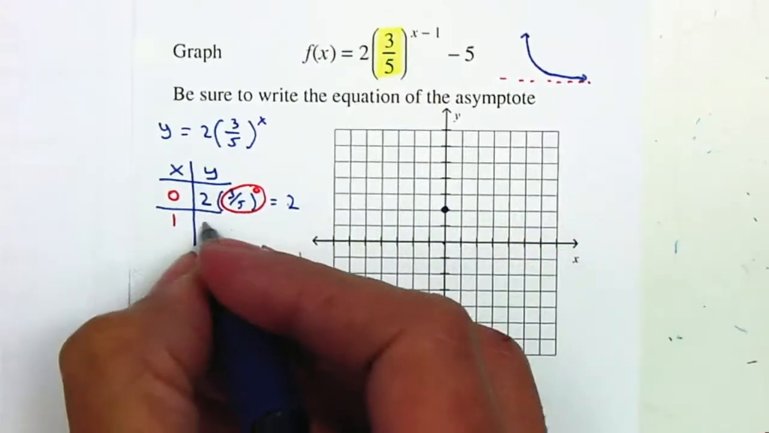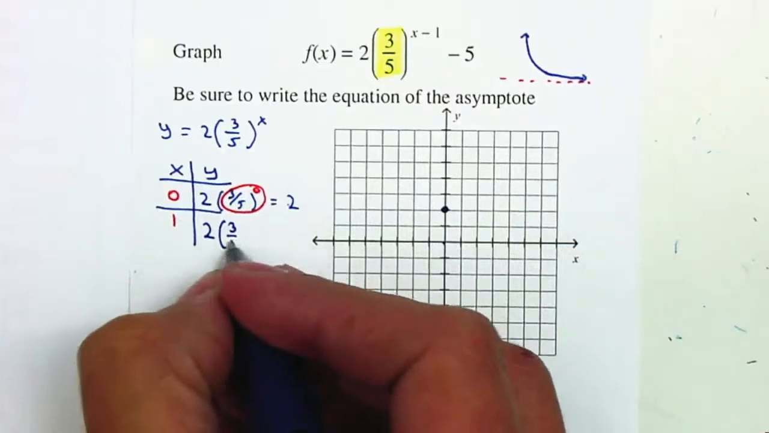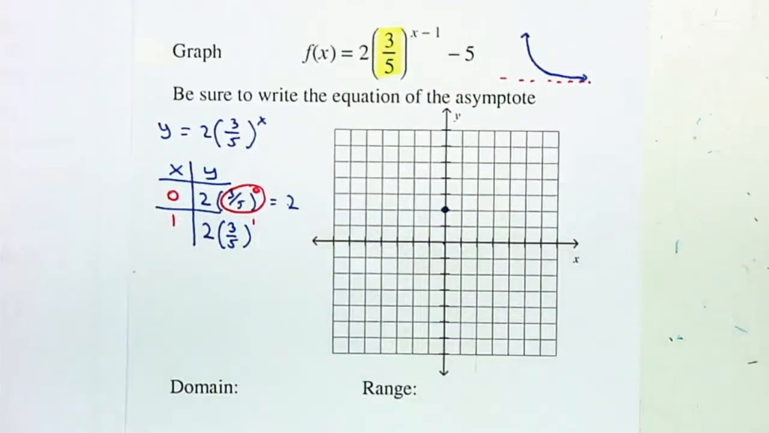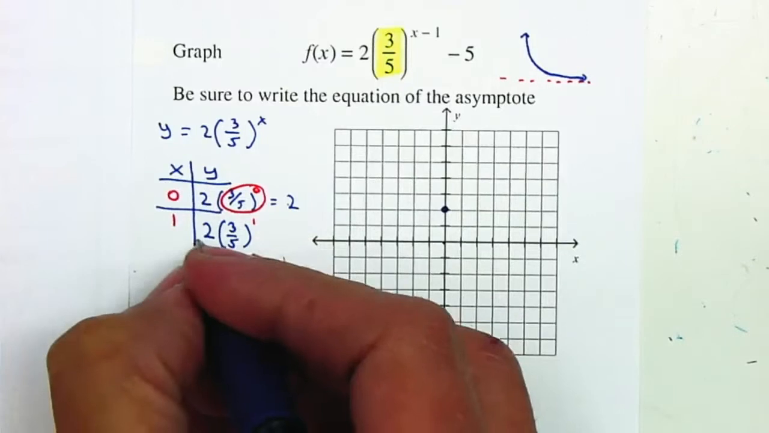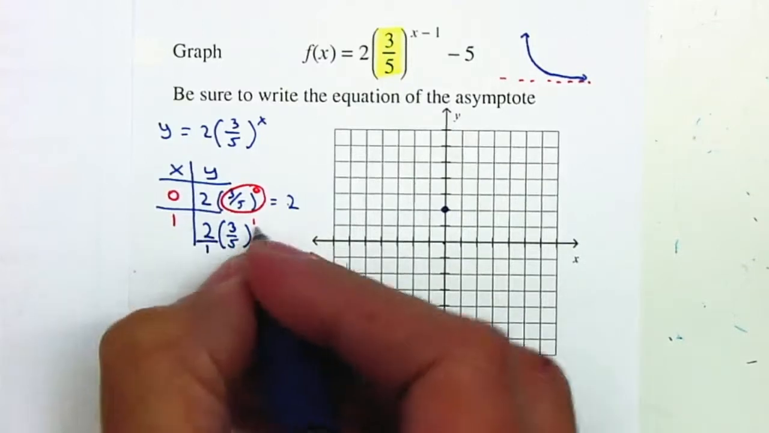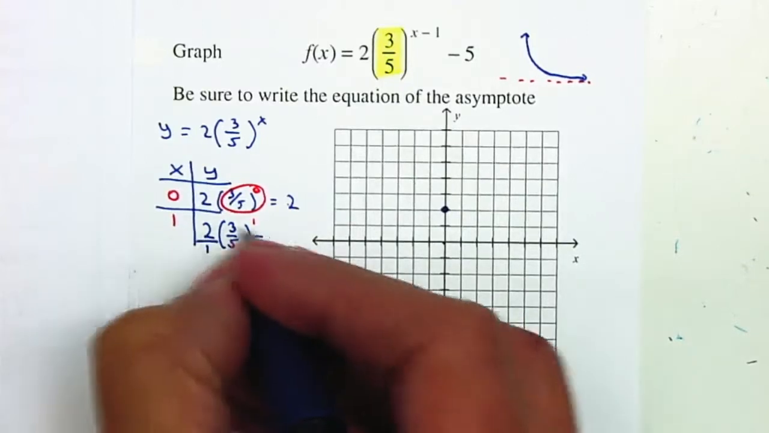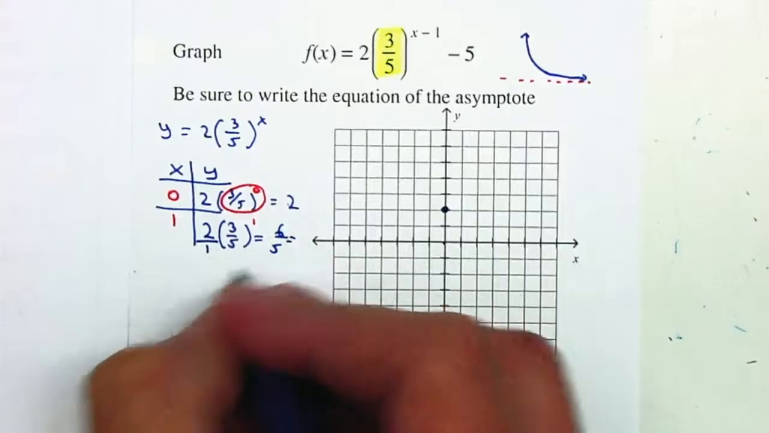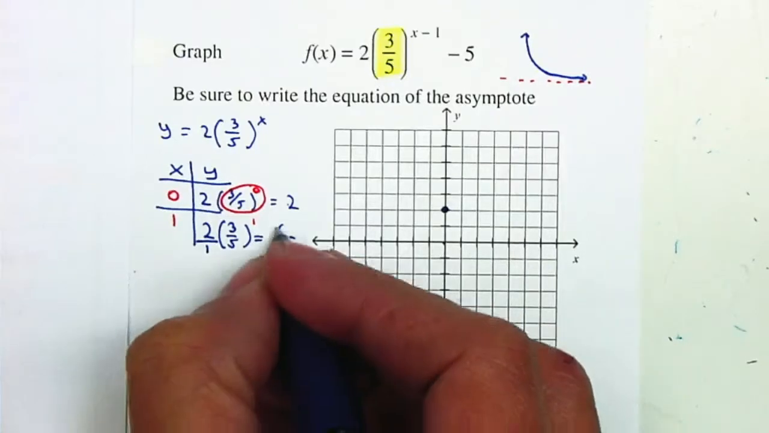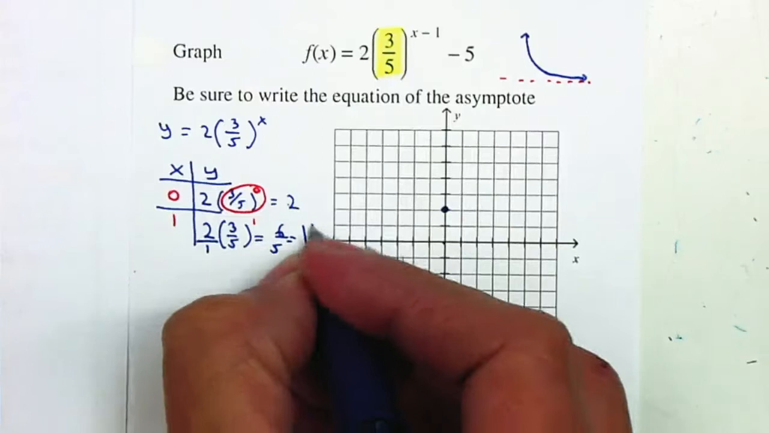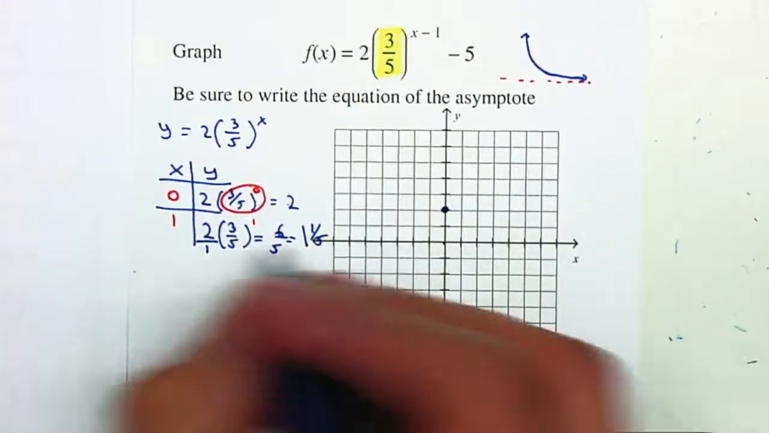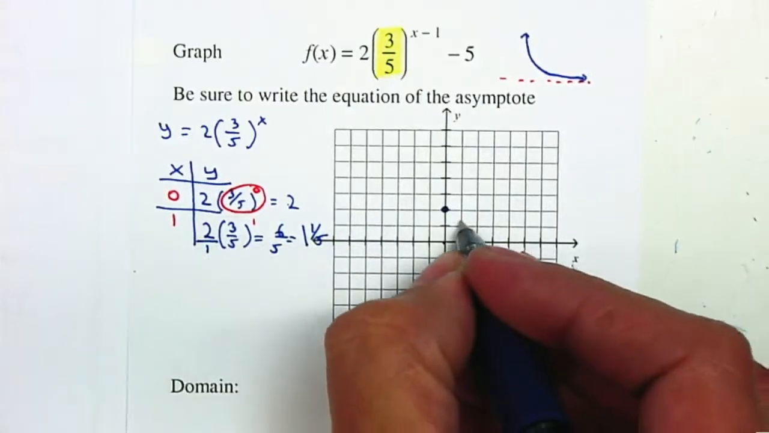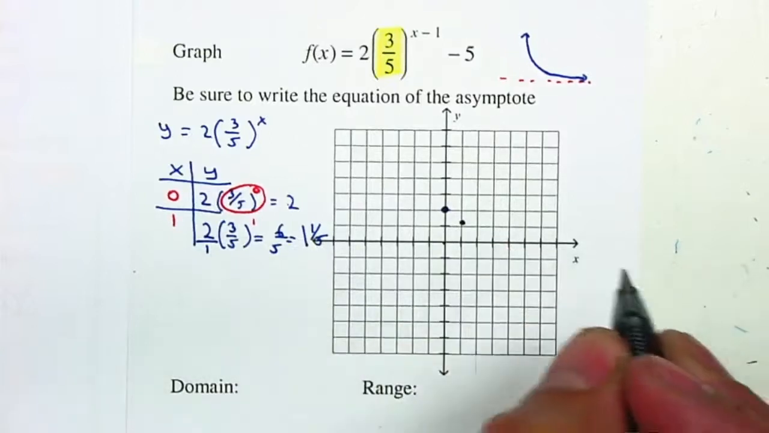If I plug in a 1, it gives me 2 multiplied by 3/5 to the power of 1. 3/5 to the first power is just 3/5. I'm going to place the 2 over 1 so I can multiply my fractions. 2 times 3 is 6, 1 times 5 is 5. I'm going to change it to a mixed fraction. 5 goes into 6 once, and my remainder will be 1/5. So 1 and 1/5 will be right here.